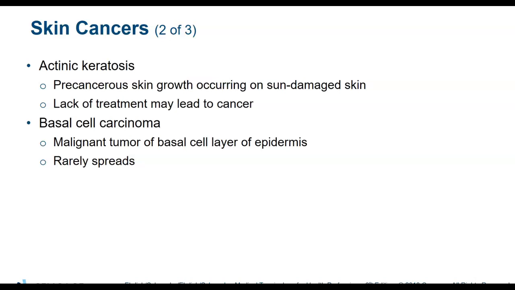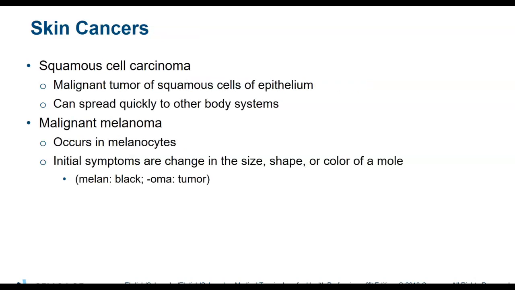Basal cell carcinoma, again, is a malignant tumor of the basal cell layer of the epidermis. The great thing about this is it doesn't usually spread. We just take it out, and we go from there. Squamous cell carcinomas are malignant tumors of squamous cells in the epithelium, and this carcinoma can spread very quickly to other body systems.